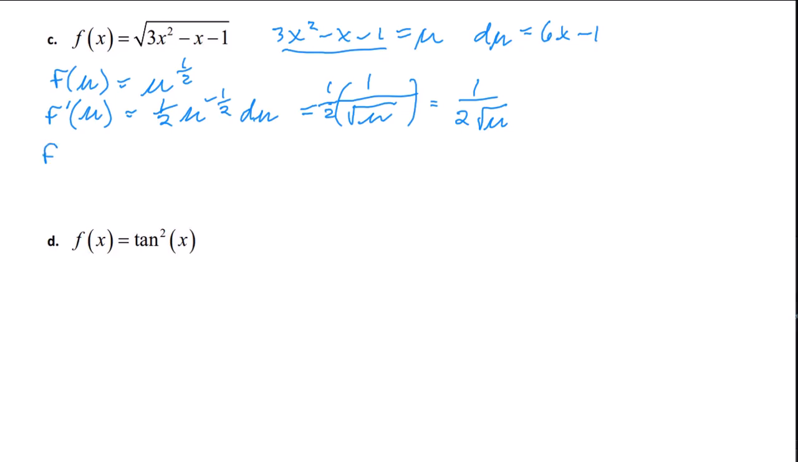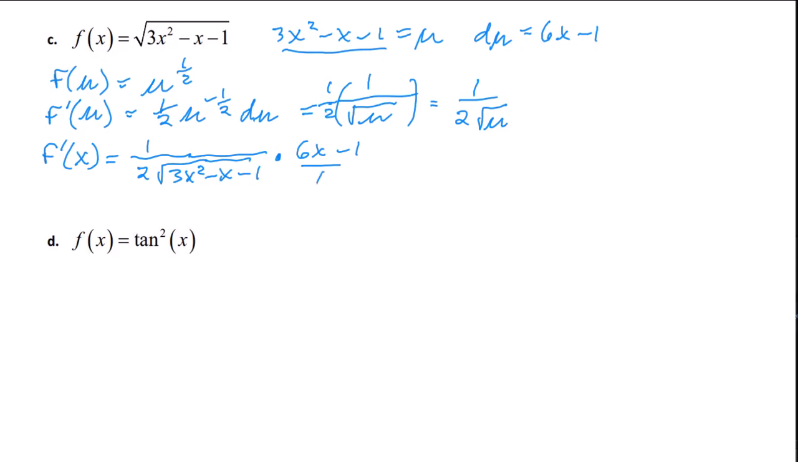Let's go back and substitute now. So f prime of x equals 1/2. Now u, remember, is 3x squared minus x minus 1. So I've got the square root of 3x squared minus x minus 1. All of that is under 1, but I can't forget the derivative of this inside part. The inside part is u. So I've got to say, all right, that's multiplied times 6x minus 1.